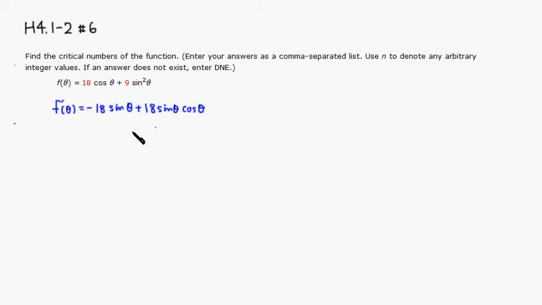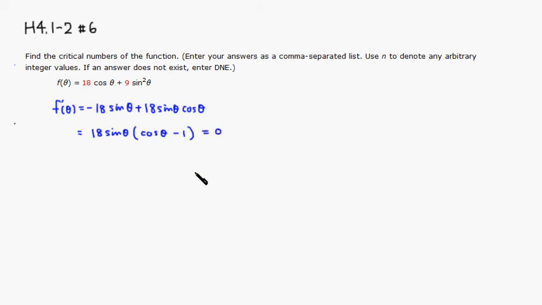Then we need to factor out a common factor, so 18 sine of theta, then from here we have negative 1, so I'll put it right here, minus 1. So if you factor out 18 sine of theta, you get cosine of theta. So we're going to set this equal to 0.